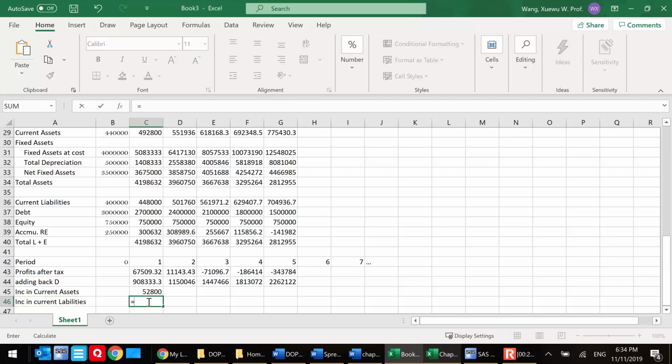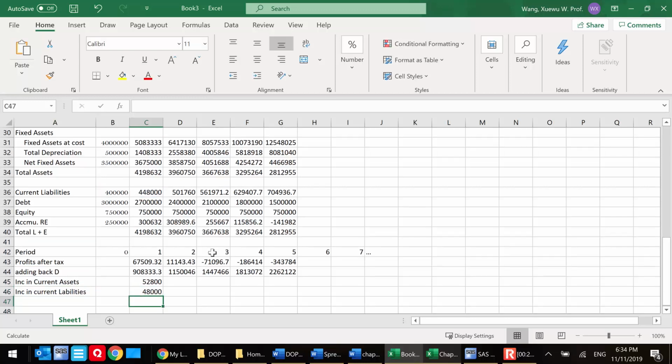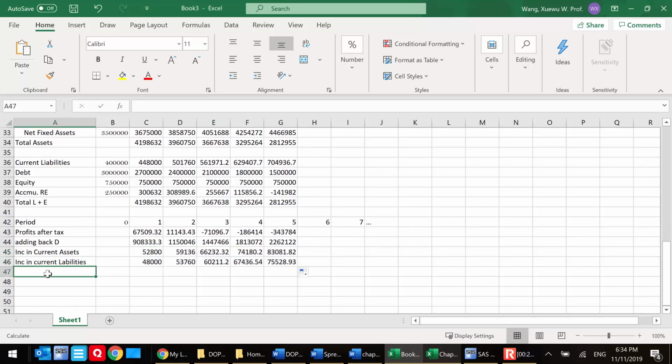So that's going to be equal to the current liability in year 1 minus the current liability in year 0. And I can actually copy these 2 across. So I have these 2 items now. And now the add back after tax cost of interest on debt.